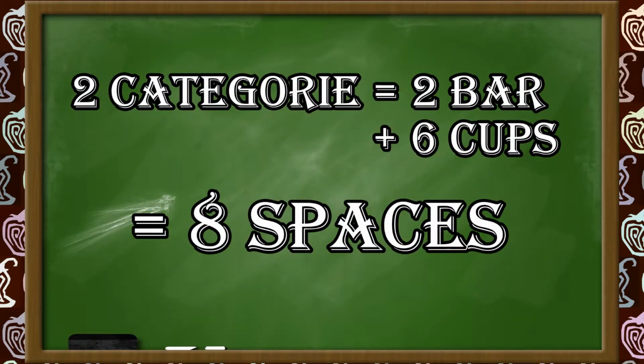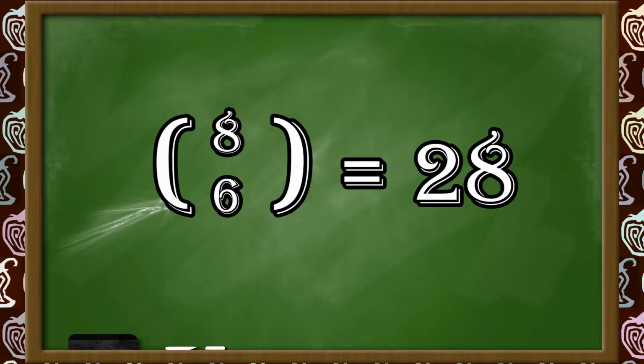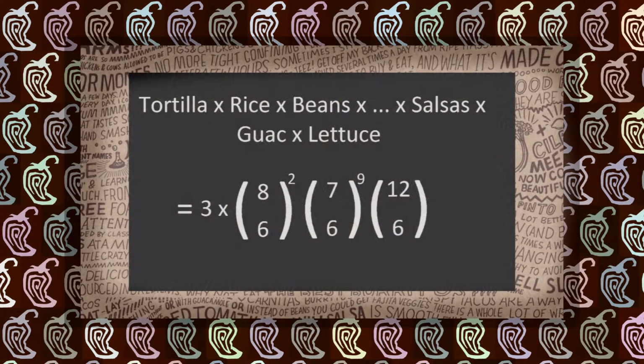For the rice, we have 2 options and 6 cups, and so we have 8 choose 6 options of rice. The beans give us the same thing, 8 choose 6. And the fajitas give us... wait a second. Haven't we seen this before? That's right, a single taco has exactly the same number of options as a burrito.